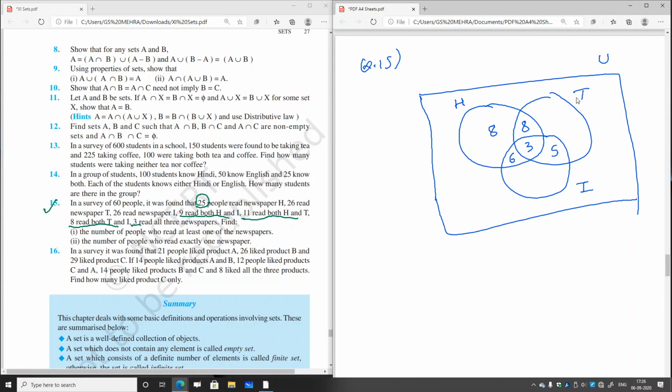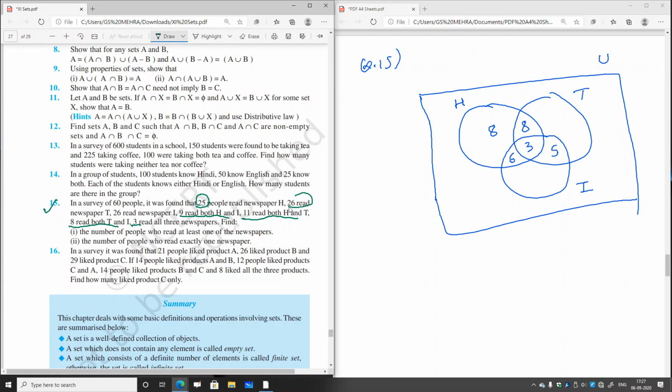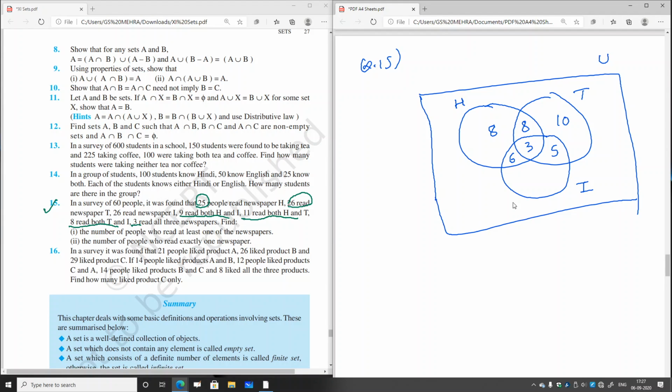Then next we'll fill up the number of entries which will be possible here. For that we'll have to see how many people are reading newspaper T. So 26 read newspaper T. Out of 26, some entries are here, so that will be subtracted from 26. What are they? 8 plus 3 is 11, 11 plus 5 is 16, and 16 is subtracted from 26. So 26 minus 16 will give us 10. So 10 will come here.